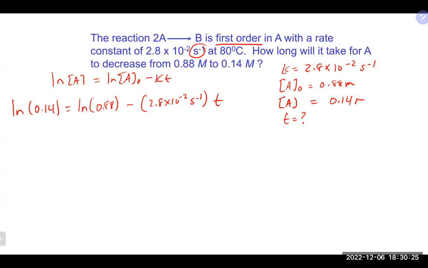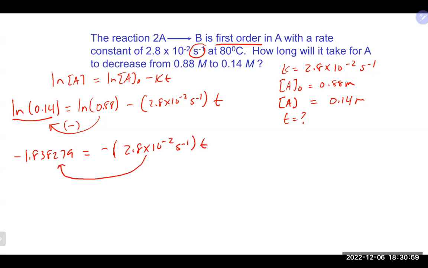Personally, the way I would do this is take the natural log of 0.14, then subtract the natural log of 0.88. Or you could use the math relationship where you divide, whichever way you like to do it. The natural log of 0.14 minus the natural log of 0.88 gives me minus 1.838279 equals negative 2.8 times 10 to the minus 2 reciprocal seconds times time. We're going to divide this to the other side. We also want to make sure we take the negative with it.